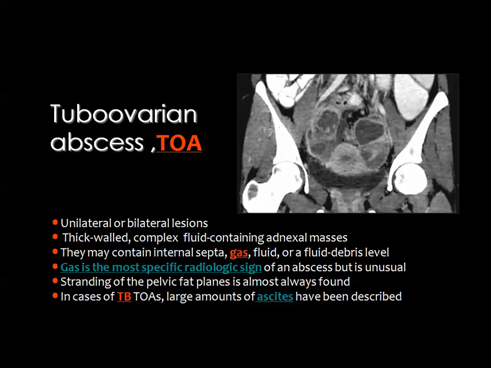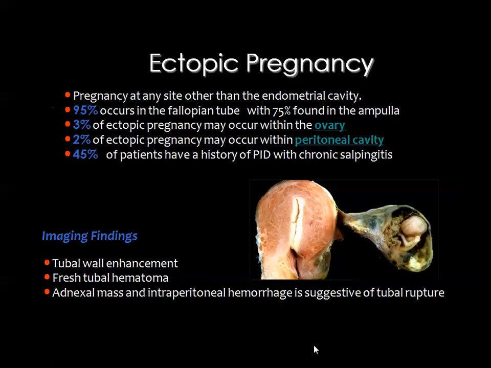the presence of air or air fluid level, but unfortunately, this sign is usually uncommon in almost all abscesses all over the body. Then stranding of the pelvic fat planes is usually found due to the inflammatory reaction of the fat around the ovaries. Then TB tubo-ovarian abscesses are usually associated with large amount of ascites according to the literature. In this case, you see some ascitic fluid in the Douglas pouch.